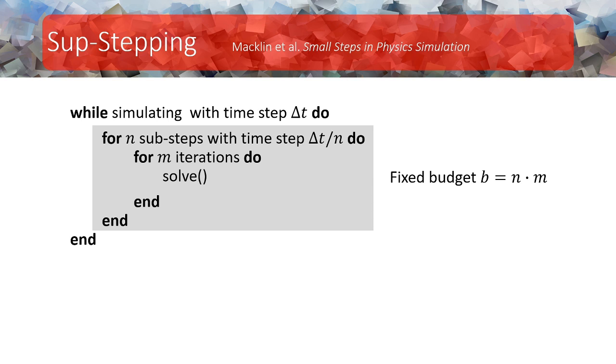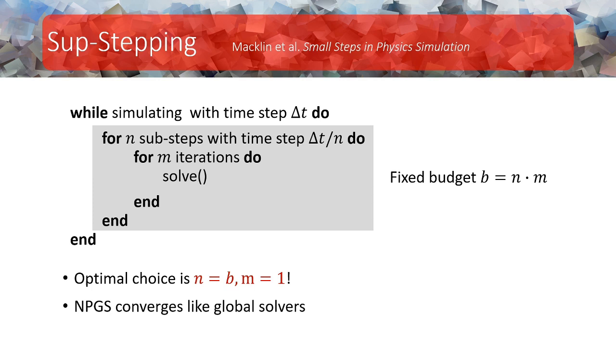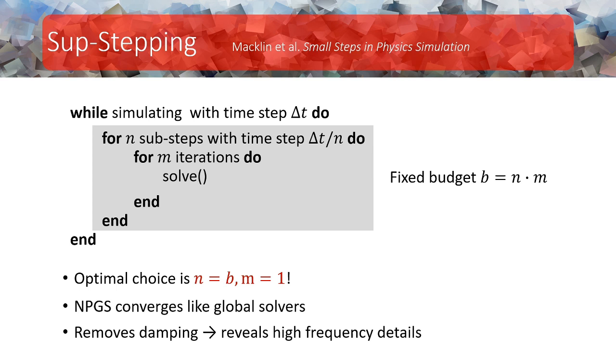One extreme case is to set n to 1 and m to b. This means we only use one substep and spend all the time we have to solve the equations. This is a standard way also used in position-based dynamics. The surprising fact is that the optimal choice concerning convergence rate and therefore accuracy is to perform as many substeps as possible and only solve the equations approximately. This lets our solver converge like global solvers. A nice side effect is that substepping also removes numerical damping and shows high-frequency details.